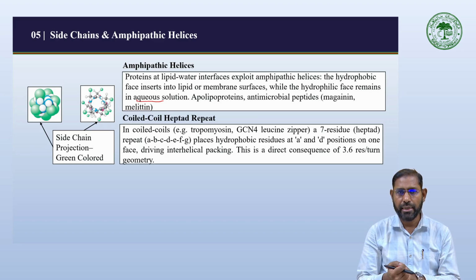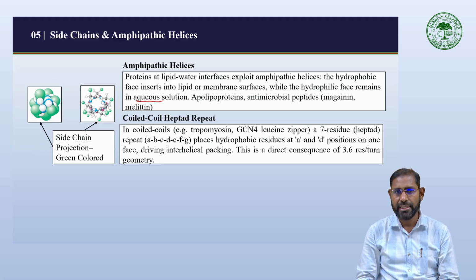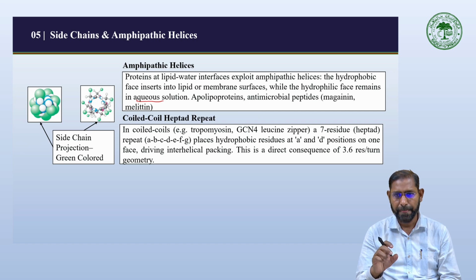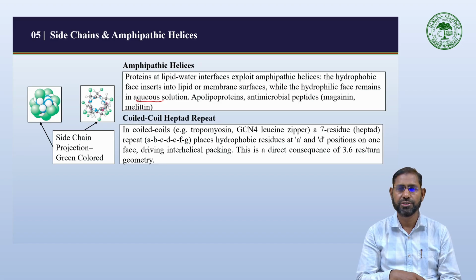And this is the coiled coil heptad repeat. What does it do exactly? In coiled coils, an example is tropomyosin and the GCN4 leucine zipper. A seven-residue heptad repeat, like a, b, c, d, e, f, g, places hydrophobic residues at the a position in the front and the d position on one face, driving interhelical packing. This is a direct consequence of the 3.6 residues per turn geometry. This is the unique geometry of the coiled coil heptad repeat.